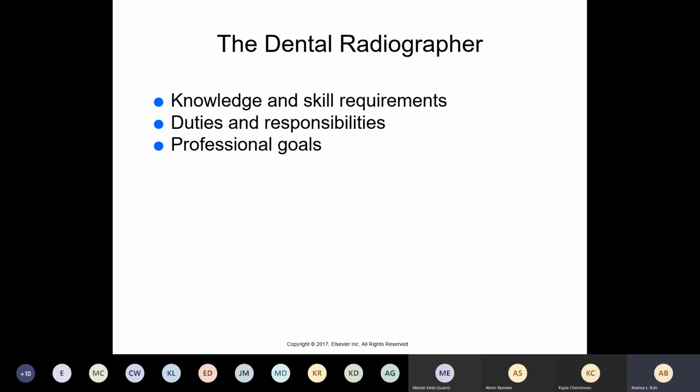But anyway, a dental radiographer could be a dental auxiliary, it could be the dentist, it could be us. And we have knowledge and skill requirements that we have to meet. We have duties and responsibilities to our patient that we need to follow. And we should have professional goals of providing a diagnostic radiograph.